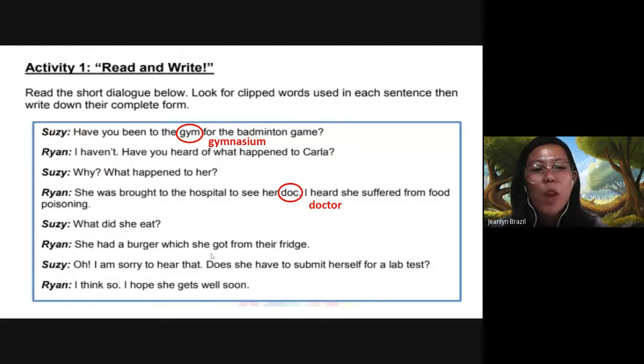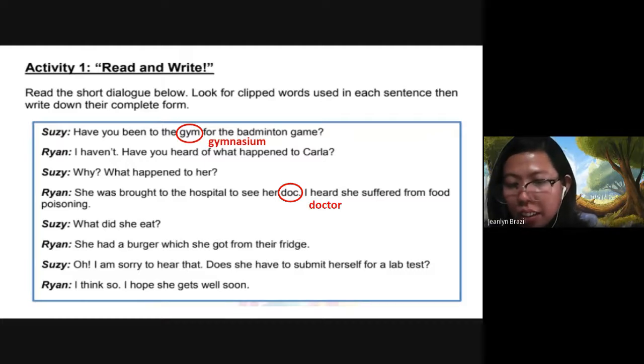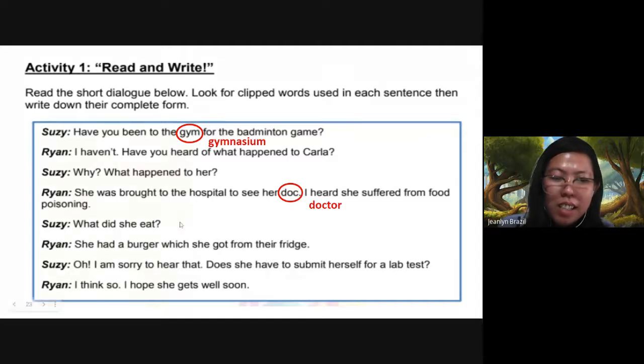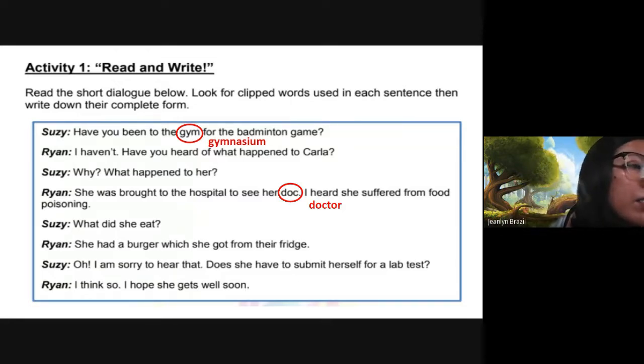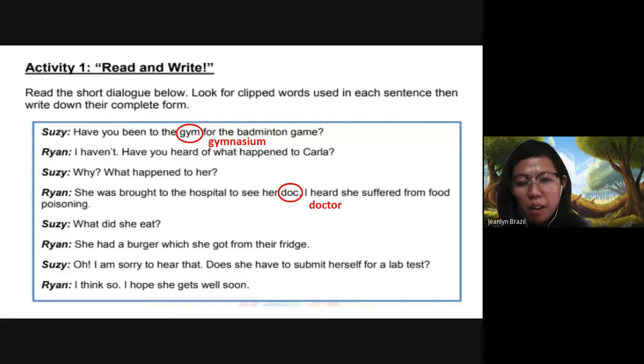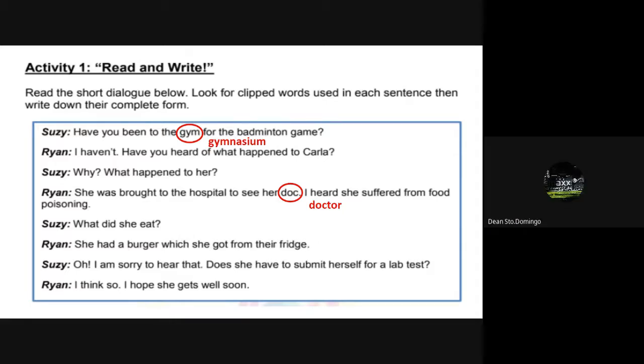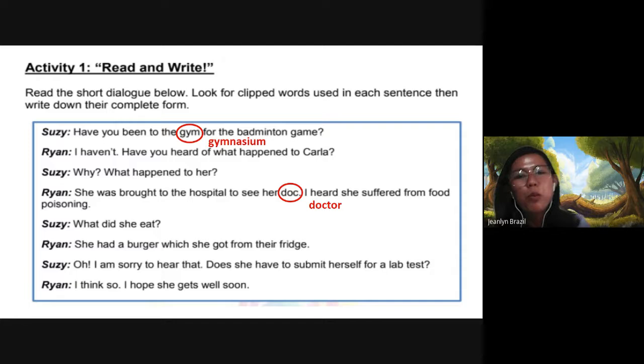Okay, next. What did she eat? Is there a clip word here? Dean? Dean, are you still here? Dean, can you please answer? Is there a clip word here? What did she eat? Is Dean around? Nandito pa ba si Dean? Narinig ba ako ni Dean? Meron bang clip word dito sa what did she eat? Wala po, ma'am. Ay, walang clipped word. So, there's no clipped word here actually. So, you're correct.